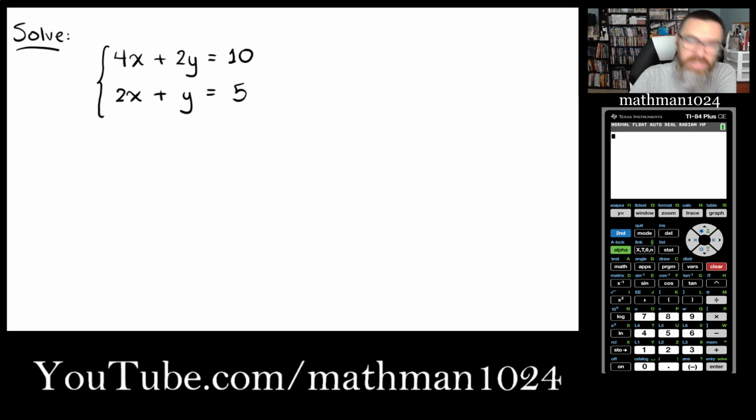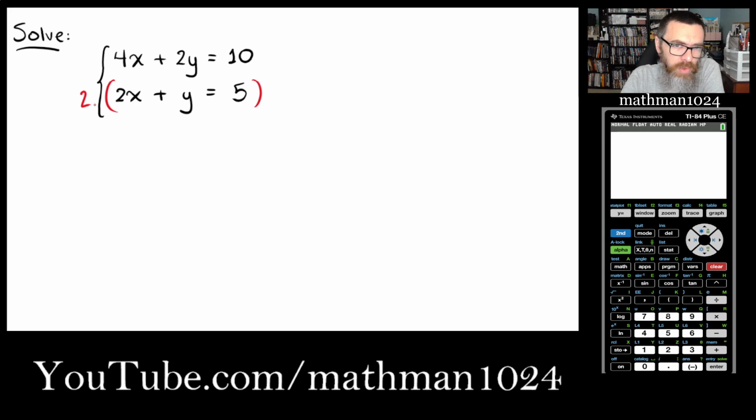All right, so let's take a look at this example. We got 4x plus 2y equals 10, 2x plus y equals 5, and we're still looking at wanting to solve this by using the elimination method. Well, the second equation is almost like the first one. We're just missing a factor of 2. So let's multiply everything here times a factor of 2.